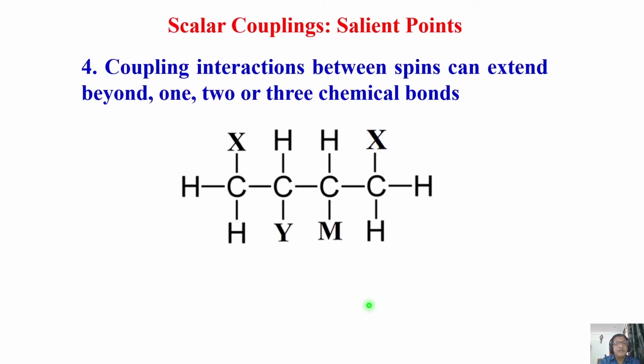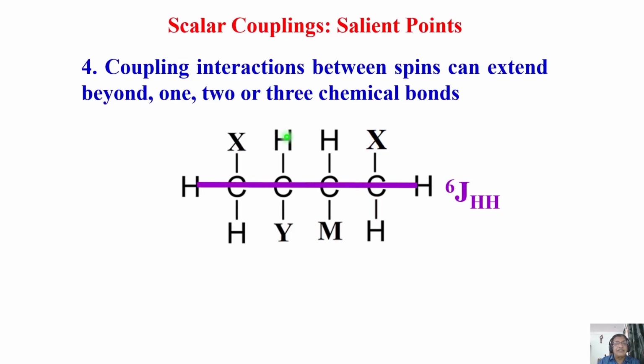Point number 4. Coupling interaction between these spins can extend beyond 1, 2 or 3 bonds. It is not always 1 bond. I just now showed. It can extend up to n number of bonds. See, for example, in this case, it is separated by 2 bonds. With our nomenclature, it is called 2JHH. Remember. Now what is this? It is separated by 3 bonds, 1, 2 and 3. It is 3JHH. What about this? 4JHH. This 5JHH. This 6JHH.